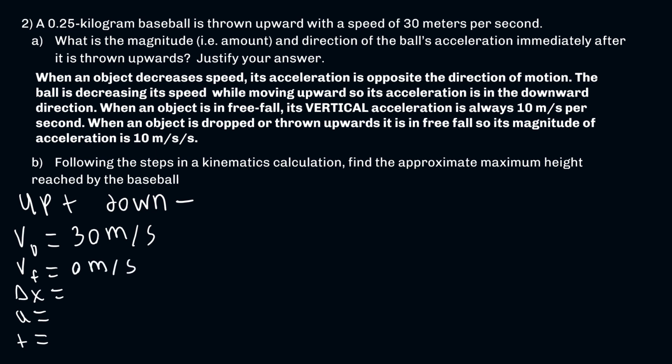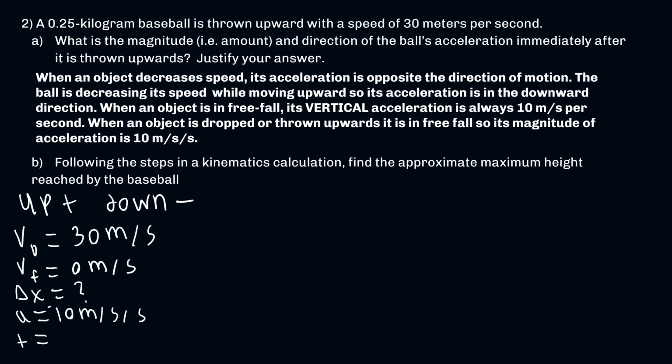Then we have here the change in x, or my displacement. I'm trying to find the max height, so that is going to end up being what I'm looking for. So that's my question mark. My acceleration we have here in the first part, that is going to be 10 meters per second per second. So we're going to put here 10 meters per second per second. And since we made down negative, this will be a negative number.